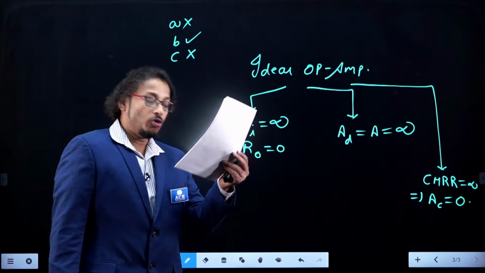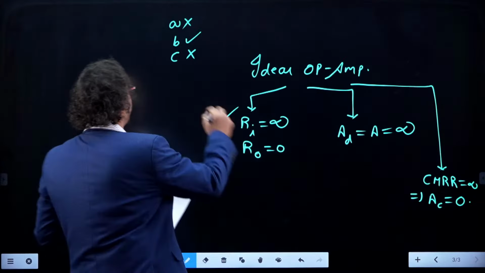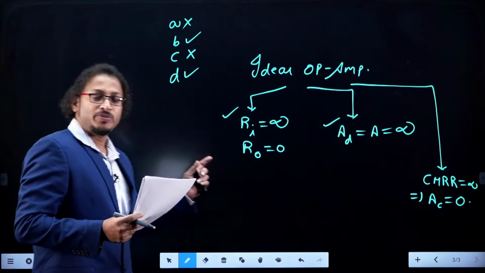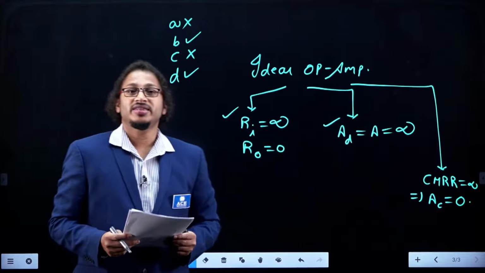And infinite open loop differential gain, that is right, the differential gain, open loop gain must be infinite. This is apt. So, option D is apt, no doubt. So, I think this must be an MSQ, multiple select question, option A and option D must be the right answer.